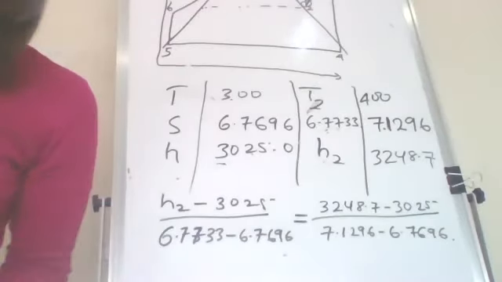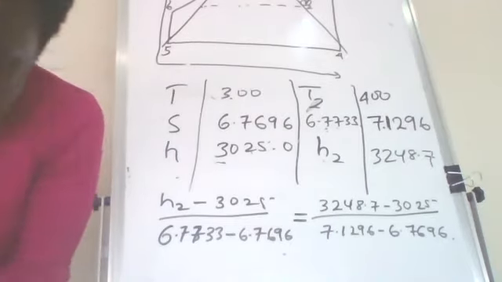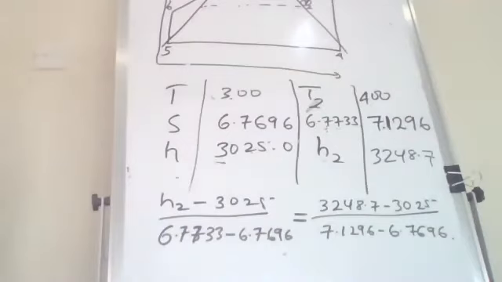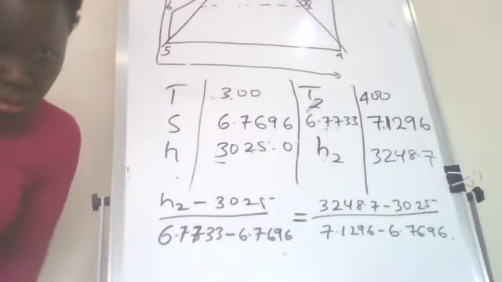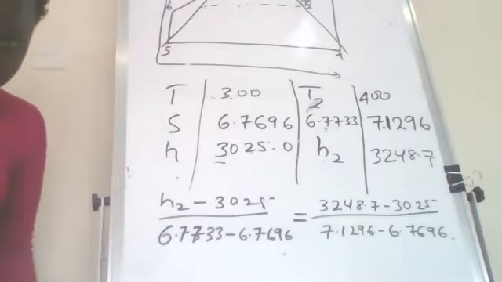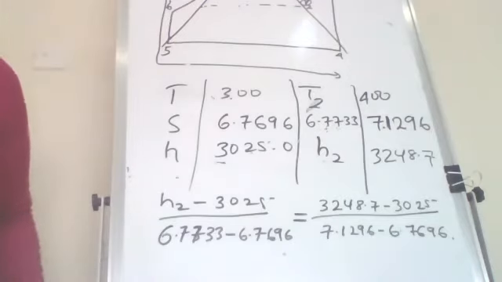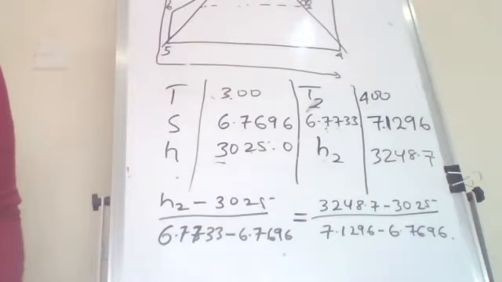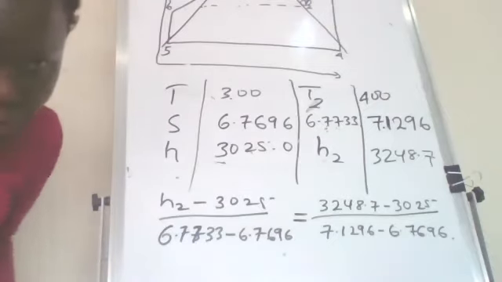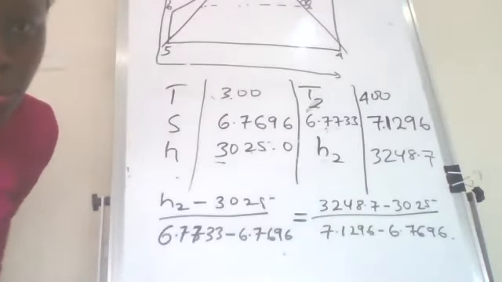T2 is equal to what? Someone has a weird value. 300.825. Yes, 301. That's what I have. So the answer for H2 is 3027. Is that what you get? 3027.299.